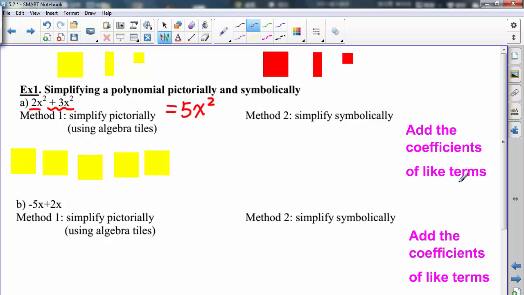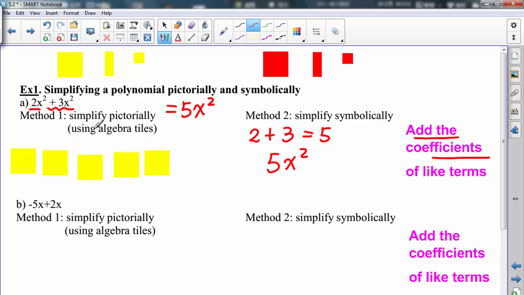If they are like terms, when we simplify these two terms, we only need to add the coefficients of the like terms. The coefficient of the first term is 2. The coefficient of the second term is 3. 2 plus 3 is 5. Then I only need to copy the variable with its exponent 2. So the answer is 5x squared.